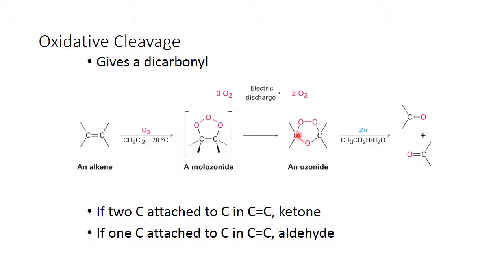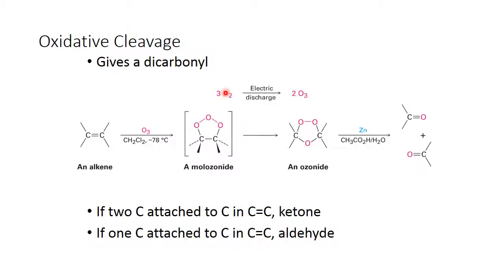This ozonide then can be reduced with zinc and acid. The zinc and acid cleaves this in half, putting a double bond to an oxygen here and a double bond to an oxygen here. If it turns out that there's a carbon here and a carbon here on this carbon, then that will become a ketone. If it turns out there is a hydrogen in one of these places, any one of these places, that carbon that has a hydrogen on it will result in an aldehyde functional group.